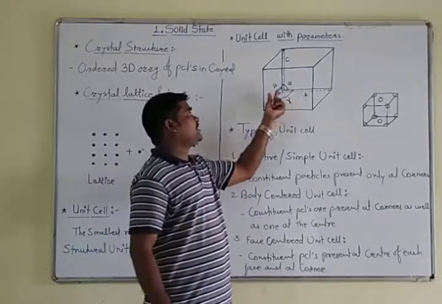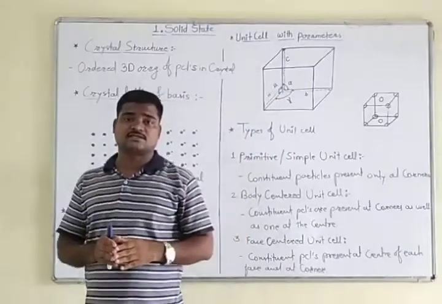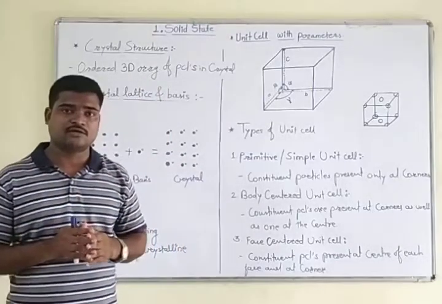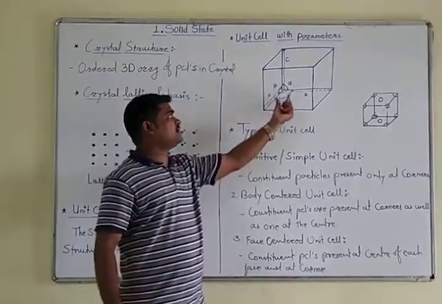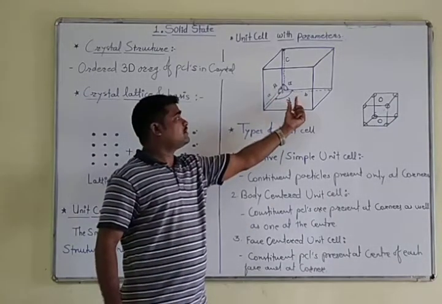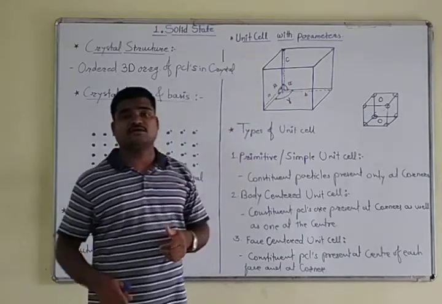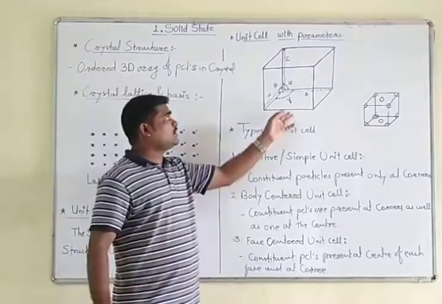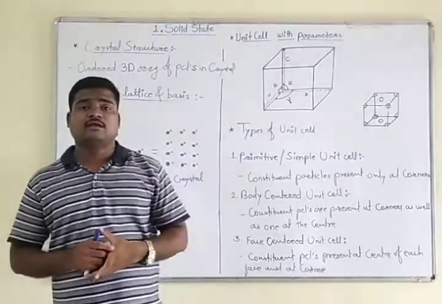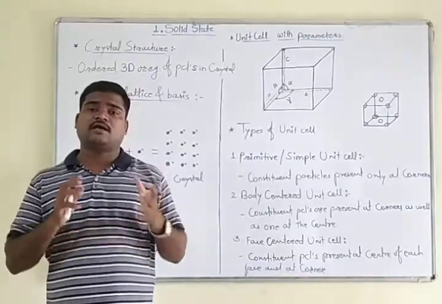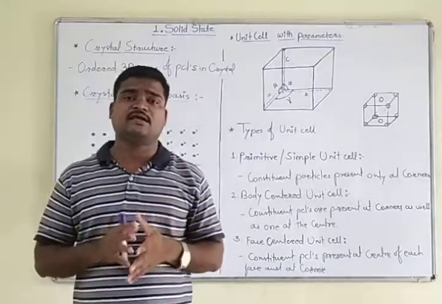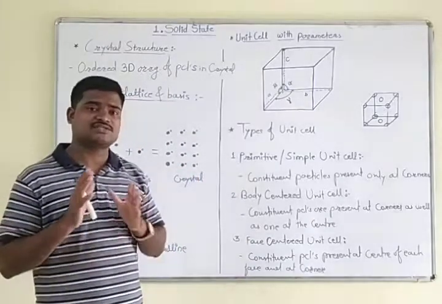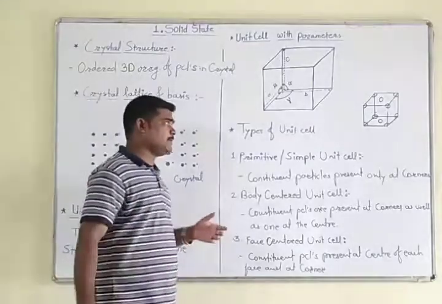And alpha, beta, gamma, these are the angles between two edges. Means when two edges are joined, they have some angle that we have shown in this figure with the help of alpha, beta, gamma. Okay. Now in a cubic unit cell, all these angles alpha, beta, gamma are 90 degrees. And the edge lengths are equal. So this is the condition for a simple cubic unit cell.